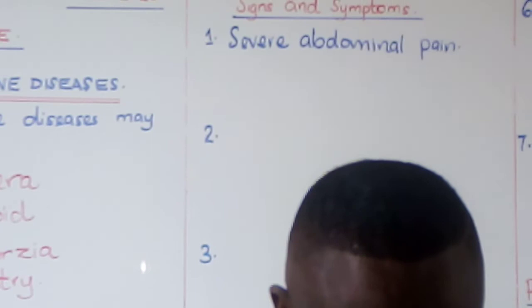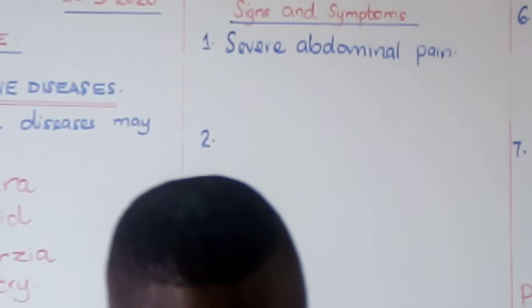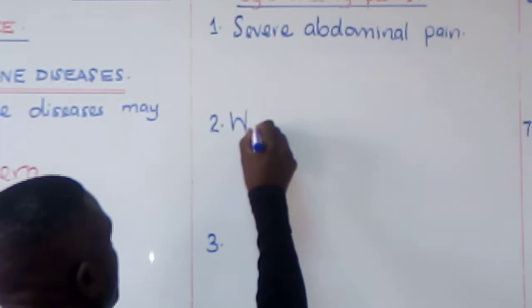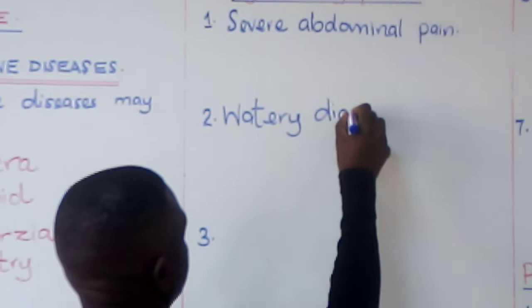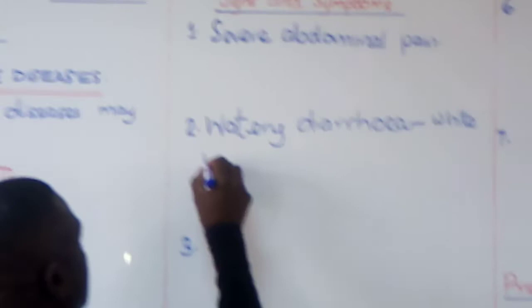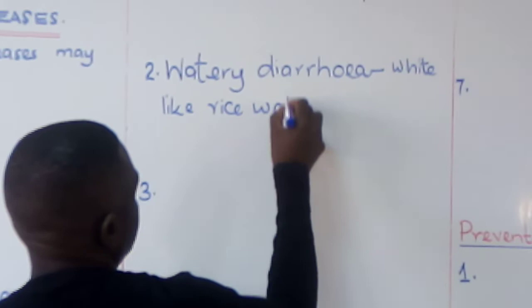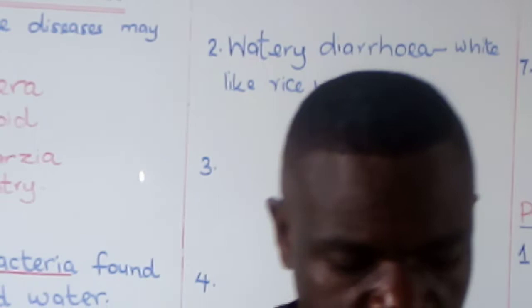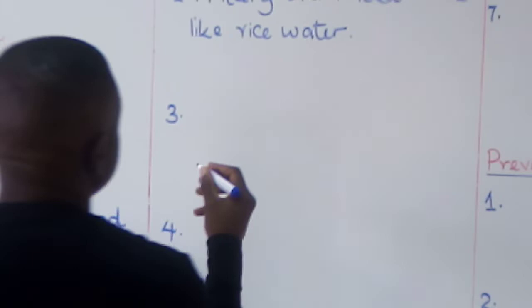Number two, watery diarrhea, which appears white, just like rice water, the water found in the rice, you know. Frequent vomiting is another sign and symptom.